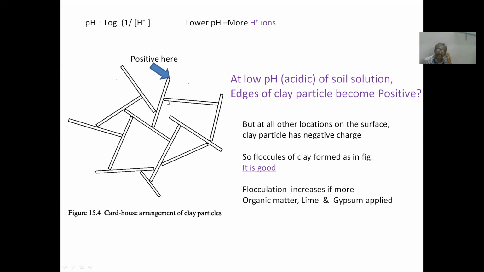So this kind of a structure gets formed: on the surface negative, at the edge positive. So it comes and gets fixed like this, and you have a kind of packed structure. They are called floccules. This kind of formation is good. So in sodic soils, if you reduce the pH, you will have a good soil structure. And if you add more organic matter or more gypsum, gypsum is calcium sulfate, this kind of floccule formation will be better.